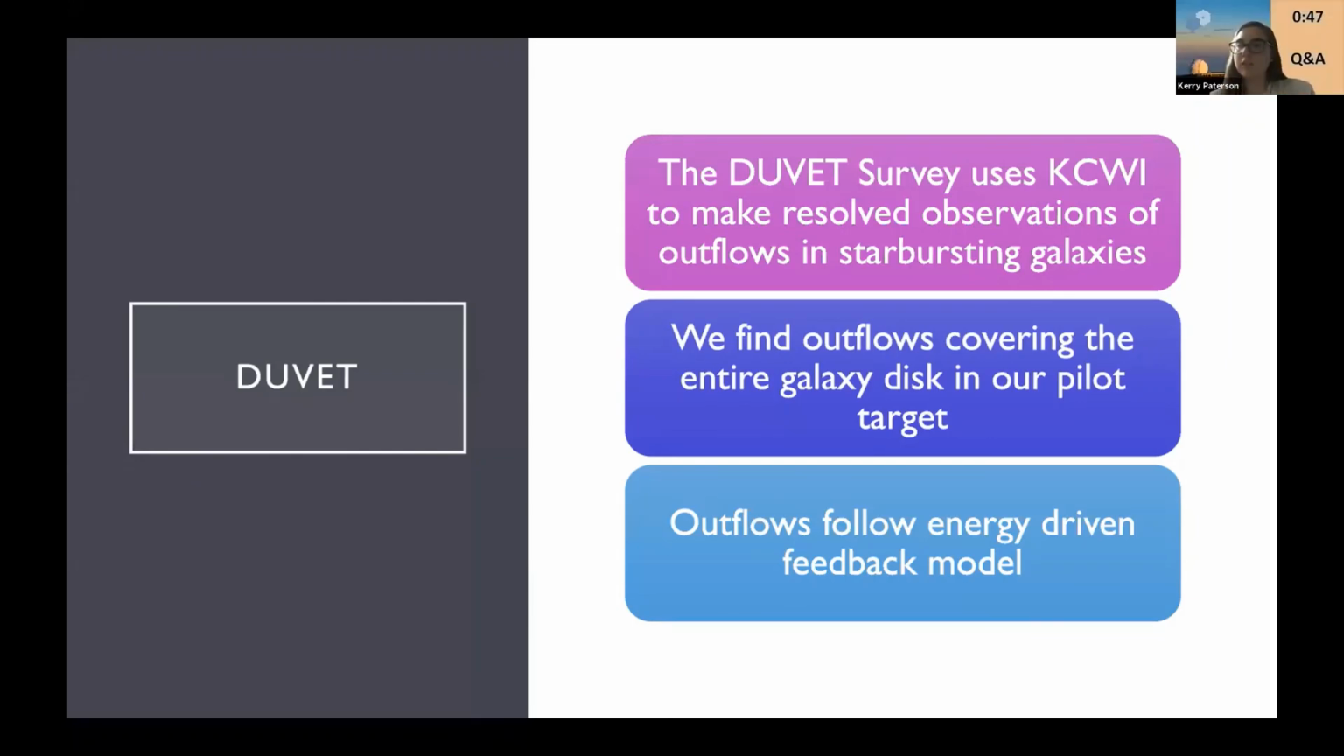I also have a question. Do you have plans to increase the sample size? So you said you've had 30. Are you planning to look at other galaxies after this? At the moment, we're just working on the galaxies which we already have.